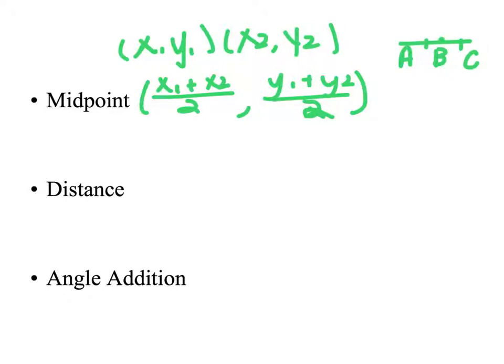Now, with that as well, if I say something bisects the segment, it does the same thing. Bisect and midpoint virtually mean the same thing. It's just different vocabulary for the same thing. Geometry is all vocabulary.